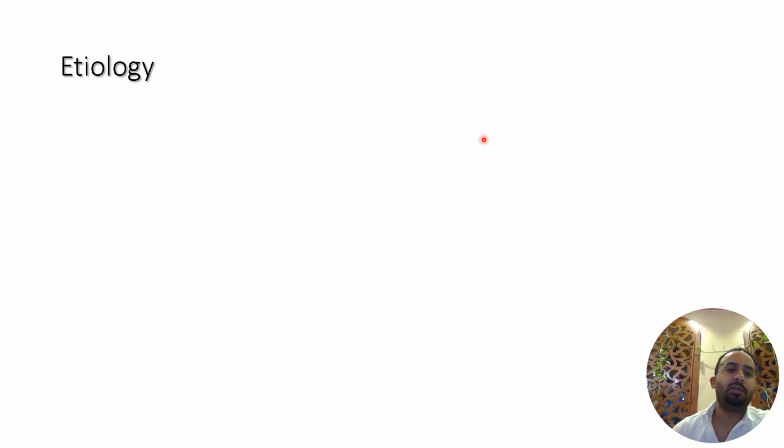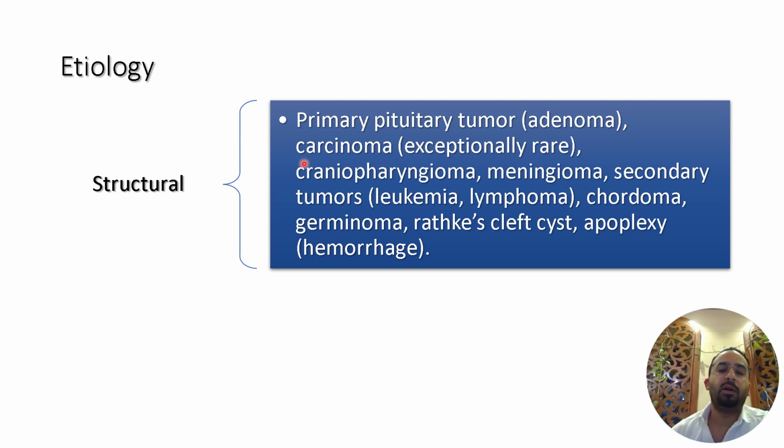What are the etiologies of hypopituitarism? Structural disorders of the pituitary are the commonest cause of hypopituitarism. We discussed that the macroadenoma should be large to cause hypopituitarism; carcinoma is exceptionally rare; suprasellar masses like craniopharyngioma, meningioma, secondary tumors like leukemia, lymphoma, chordoma, germinoma, and embryologic defect, the Rathke's cleft cyst that causes a cystic lesion inside the pituitary, can also rarely cause hypopituitarism, especially when it is large enough.